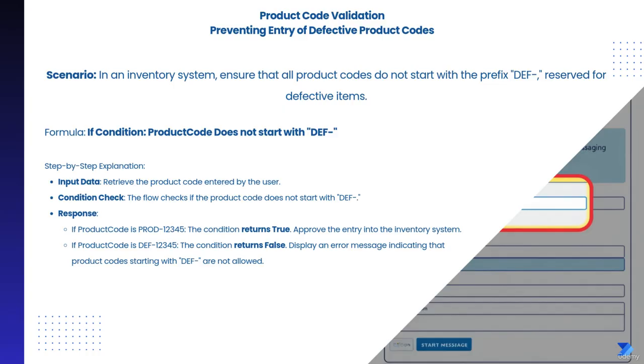Step-by-step explanation. Input data. Retrieve the product code entered by the user. Condition check. The flow checks if the product code does not start with DEF-. Response. If the product code is PROD-12345, the condition returns true. Approve the entry of the product code into the inventory system. If the product code is DEF-12345, the condition returns false. Display an error message indicating that product codes starting with DEF- are not allowed.